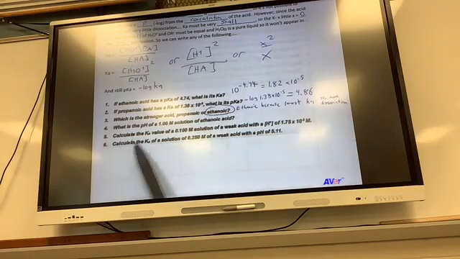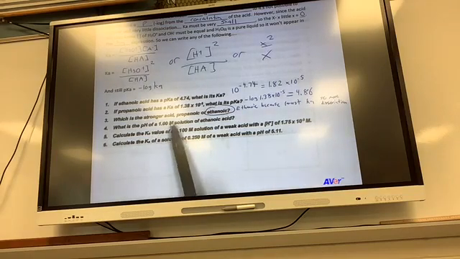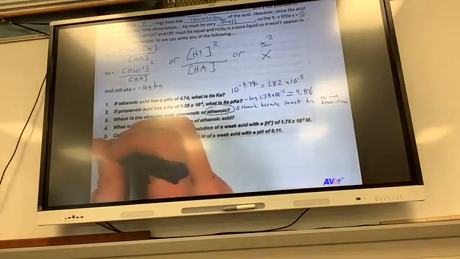What is the pH of a 1 molar solution of ethanoic acid? Can I take a negative log of the 1? I don't think so. No. So what am I going to have to do? I'm going to have to ICE this. So, number 4, we're going to have to do it down here.